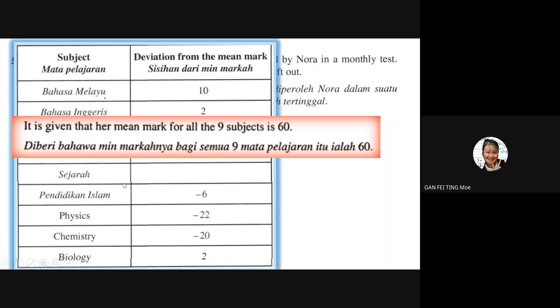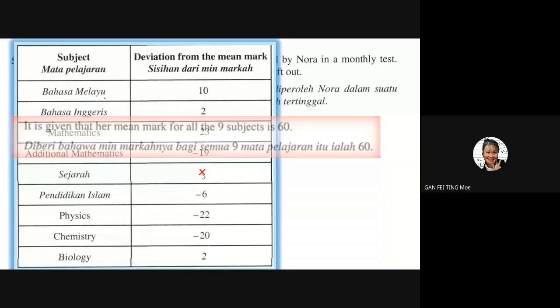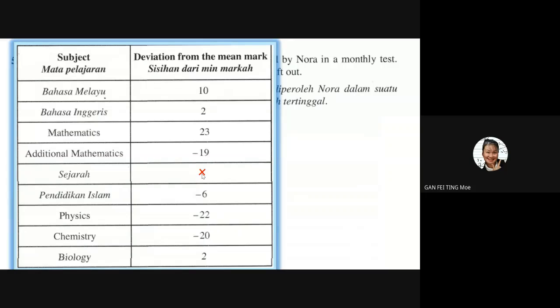Okay. Now I have this. This is the X. Markah sejarah telah tertinggal. I gantikan dia dengan X. Okay, now what happened here? Ini markah dia. Sisihan dari min mark.